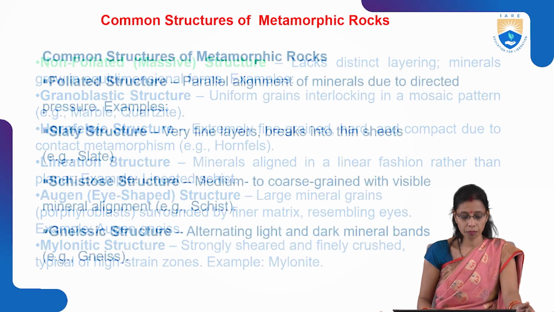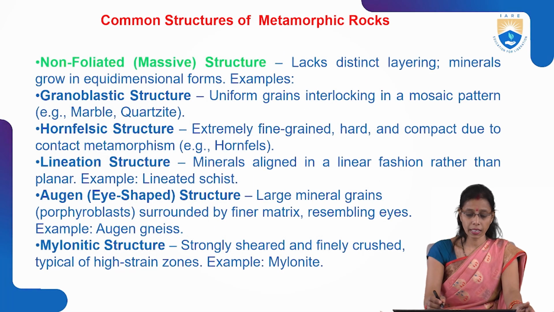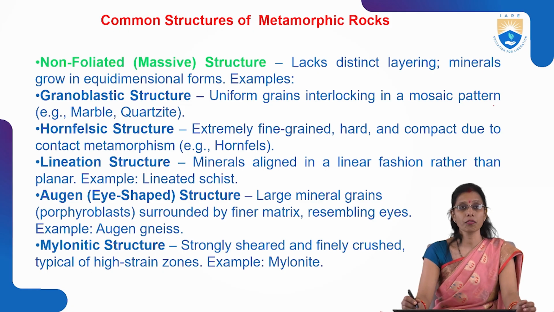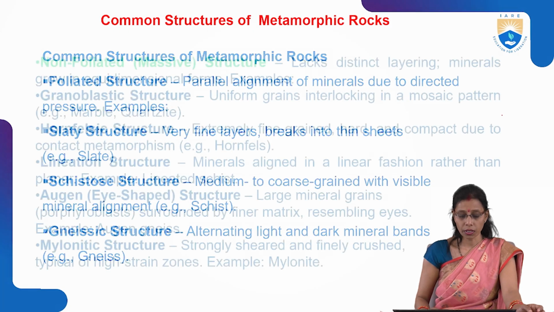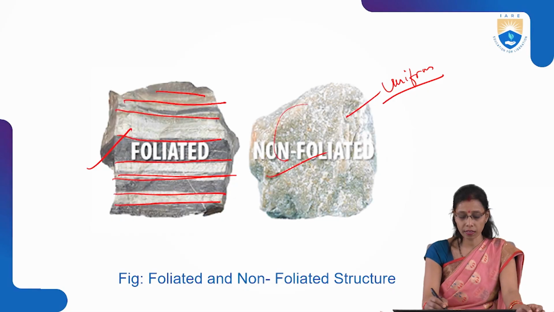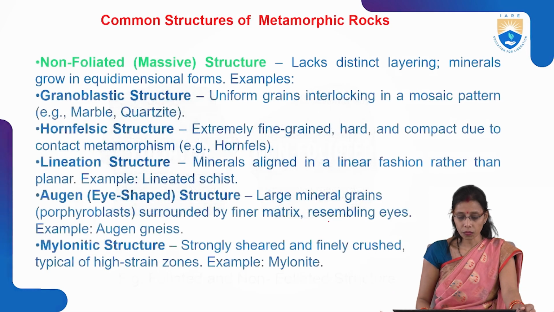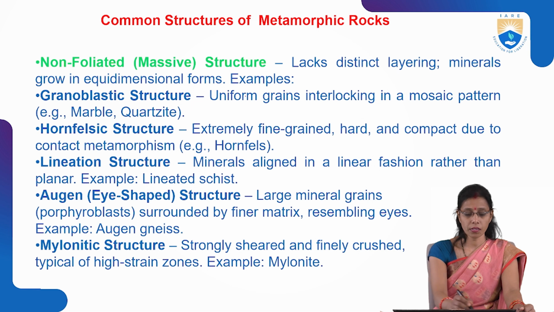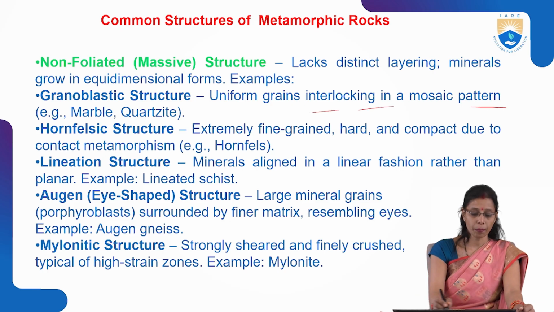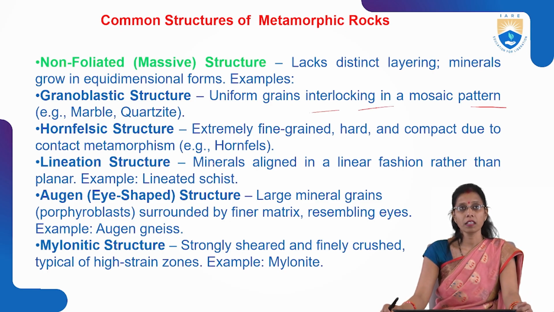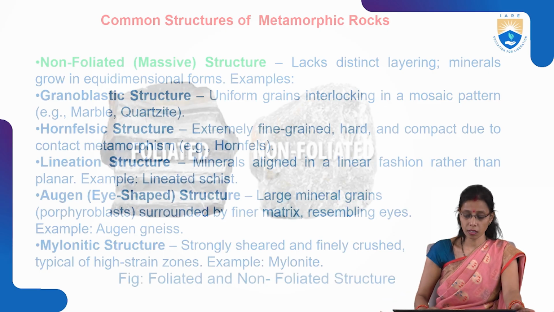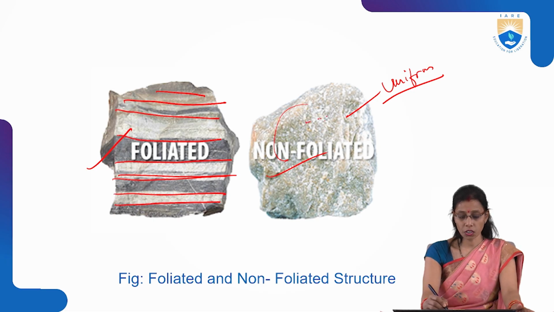So when you talk about the non-foliated, it lacks distinct layering. It doesn't have any kind of layering, so there are no layers here in the non-foliated. And minerals grow in the equidimensional form. Examples: granoblastic structure, uniform grains interlocking in a mosaic pattern, like marble or quartzite. It is a kind of uniform grains. You can see the minerals here, the composition of this rock has a uniform structure, everywhere evenly spread.